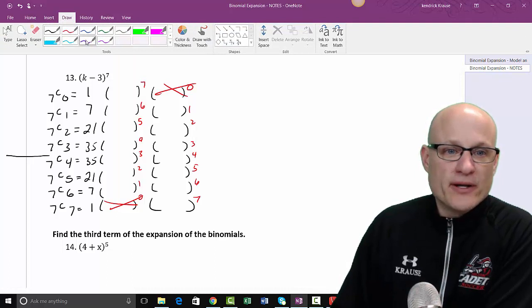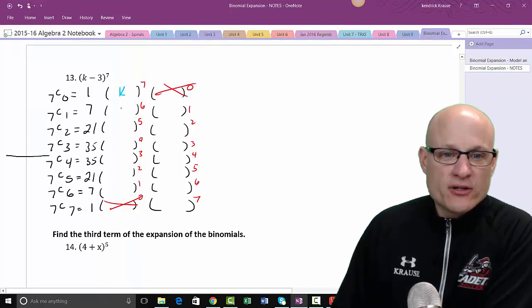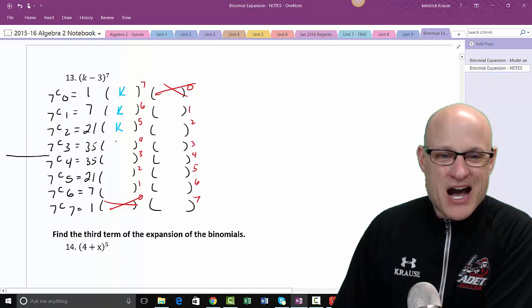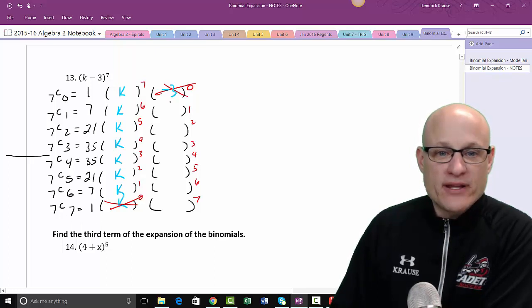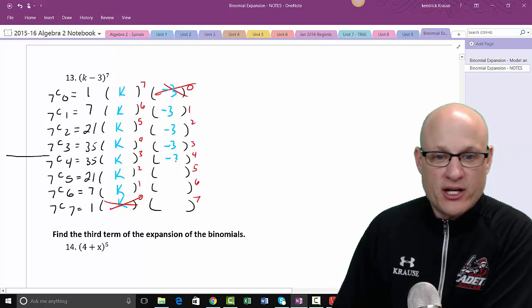So let's get the cool blue pen out then. K goes here. K for Kraus. K, K, K, K. And then -3. That's the thing that's going to be tricky. That -3 is going to be tricky. Be careful with your negatives.